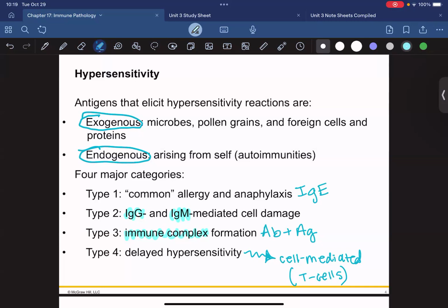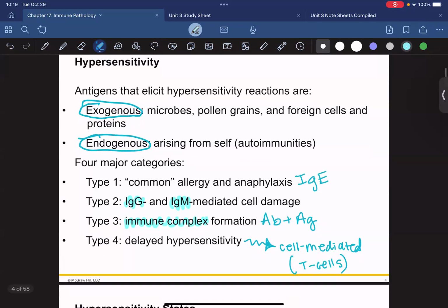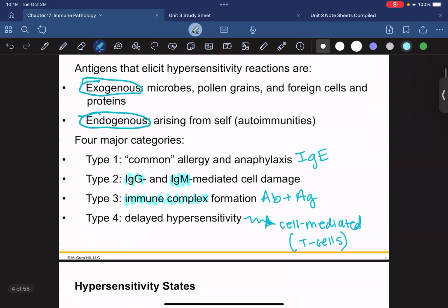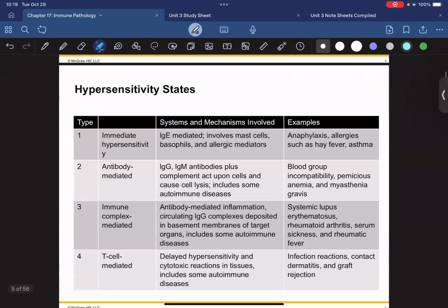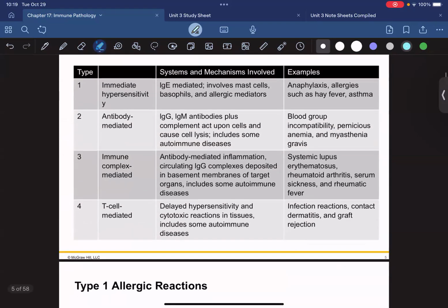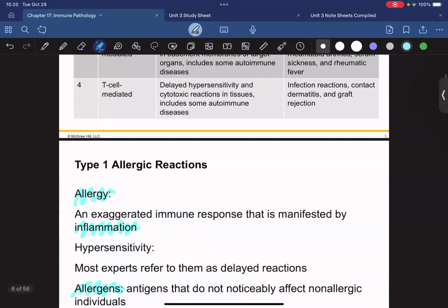So that's IgE. Type 2 is IgG and IgM, and we're going to be causing cell damage, particularly to red blood cells, when we're attacking them due to antigens that are on the surface. We'll talk about blood types. And then we already talked about type 3 being immune complexes between antibody and antigen, and type 4 being cell mediated. This is a good little summary chart that gives you more information and examples relating to those things when you come back for studying.